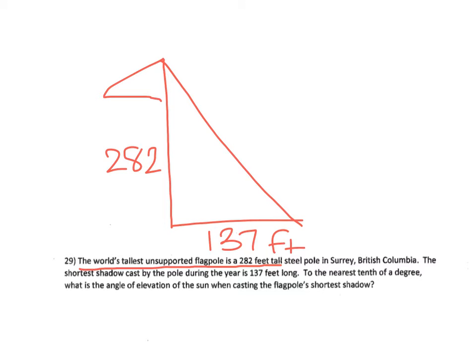And it says, to the nearest tenth of a degree, what is the angle of elevation of the sun when casting the flagpole's shortest shadow? So this is the angle that it's asking for right here, and we don't know it, so we're going to label it X. And let's determine what we have as far as an opposite, an adjacent, or hypotenuse. So notice that this would be our right angle, so this would be our hypotenuse, and we don't have that given. But if we come across here, 282 would be our opposite, and 137 would be our adjacent.